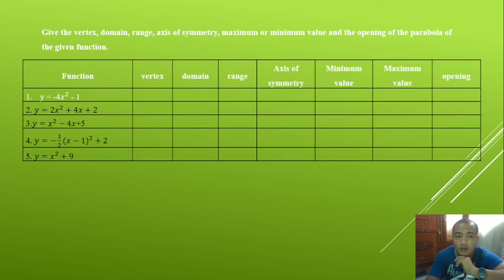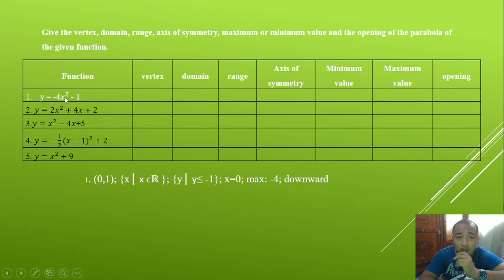Okay, we have here 1, 2, 3, 4, 5. Start with number 1. What is the vertex for number 1? 0, 1. Domain, set of real numbers. Range, y is less than or equal to negative 1. Axis of symmetry, x equals h or x equals 0. Minimum value. Okay. For number 1, it should be minimum. Opening downward. Maximum, I should say.